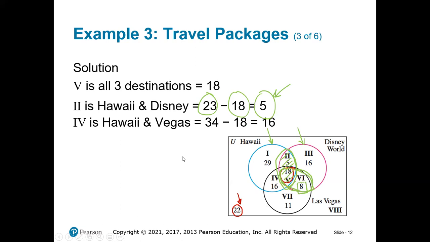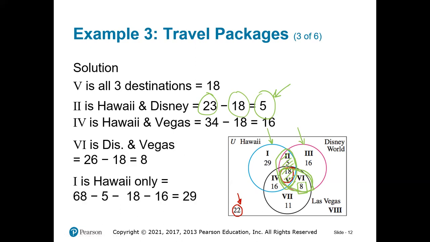So Hawaii and Vegas, Disney and Vegas, Hawaii only. If you want to do Hawaii only, if you go back to the exercise, they told you that there are 68 of them who want to go to Hawaii. But how many don't want to go to anywhere other than Hawaii? Well, you take 68, subtract 5, subtract 18, subtract 16, and get 29. 29 people want to go to Hawaii and nothing but Hawaii.